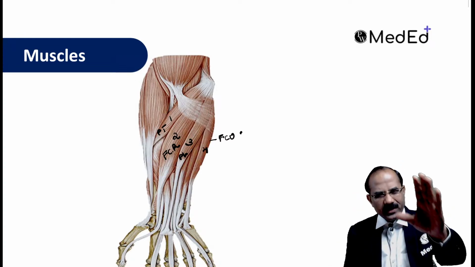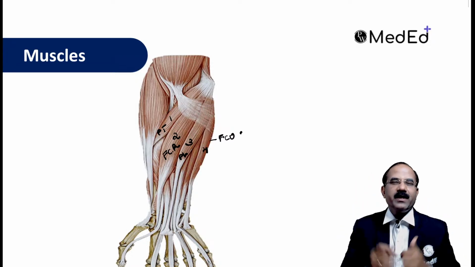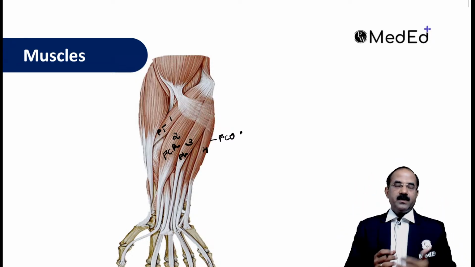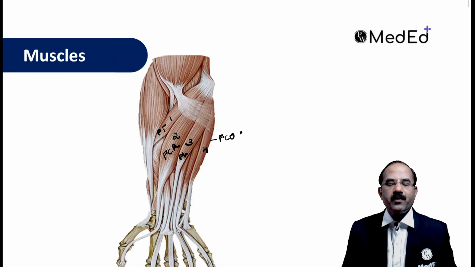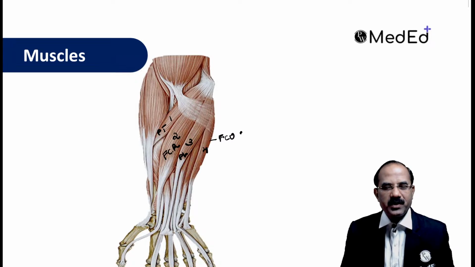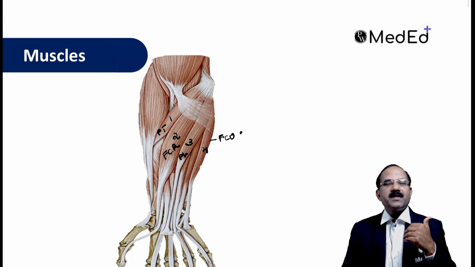Now coming to the second set of muscles. I'll write this down. Just listen. Second set of muscle is the intermediate set. Now which is this muscle? The flexor digitorum superficialis. That's the intermediate muscle. And the deep muscles, which are these deep muscles?